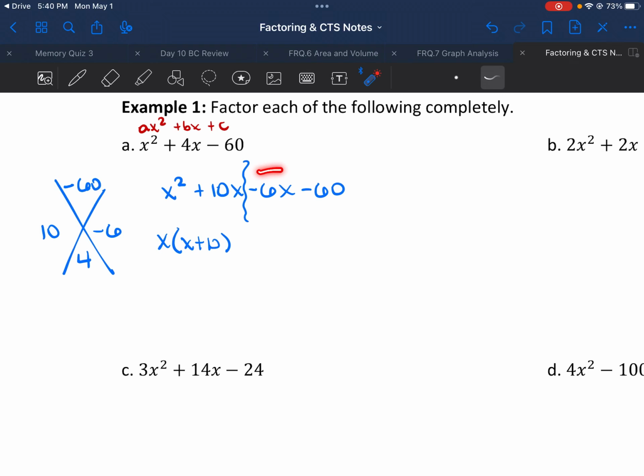Here in the second part, between negative 6x and negative 60, I could factor out a negative 6. This gives me x plus 10. You know you did this correctly if the factors are the same. x plus 10, x plus 10. That means one of my factors is x plus 10. My remaining factor are the terms left on the outside.